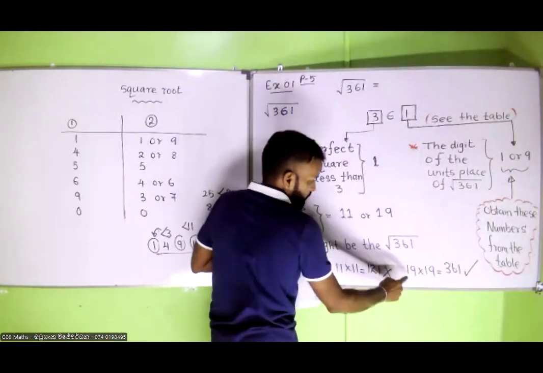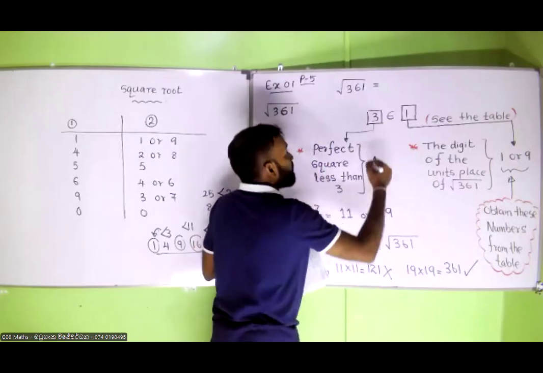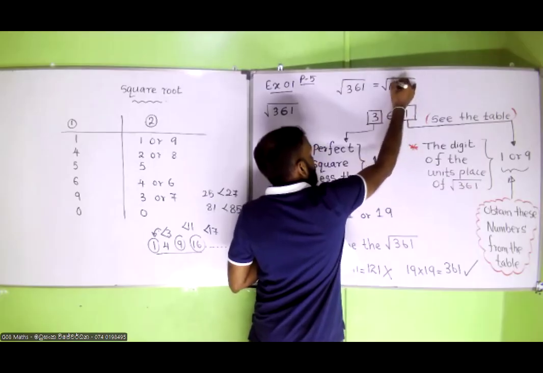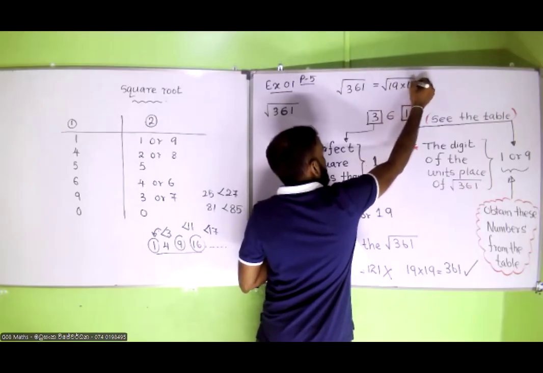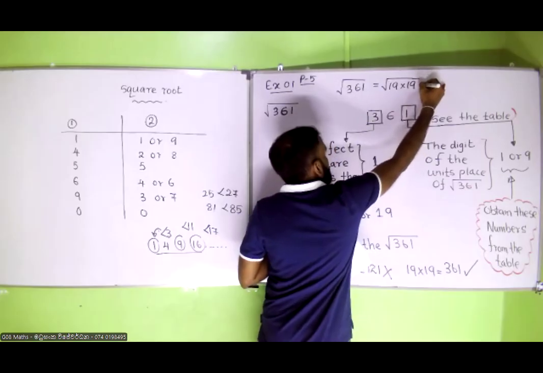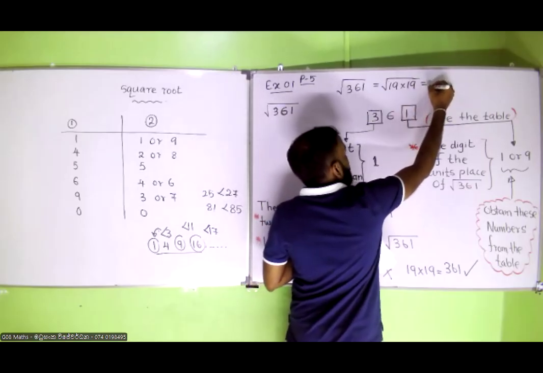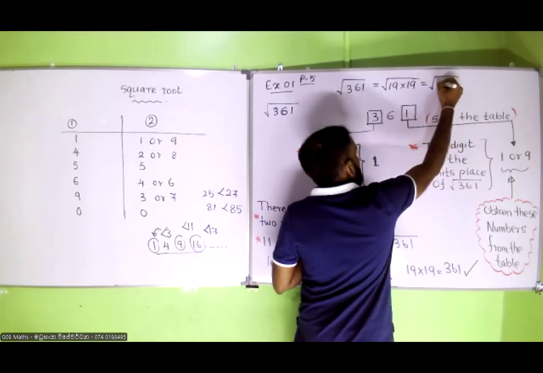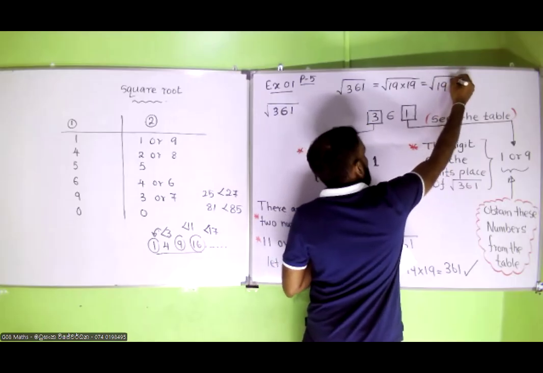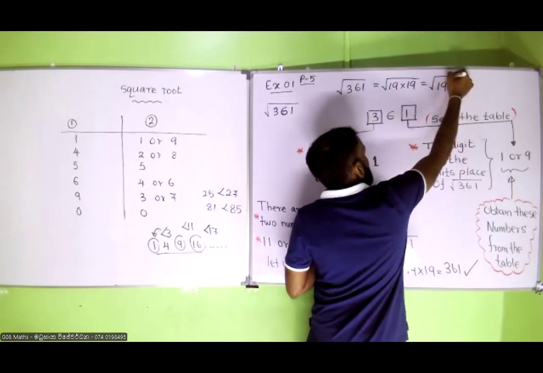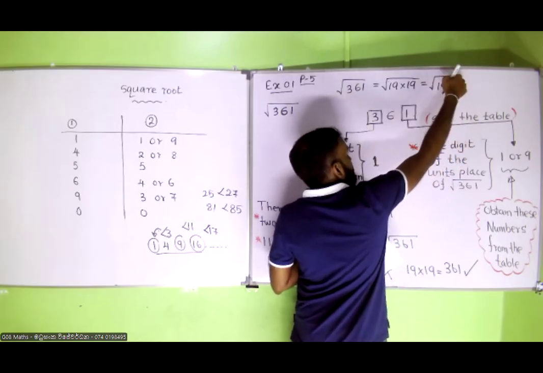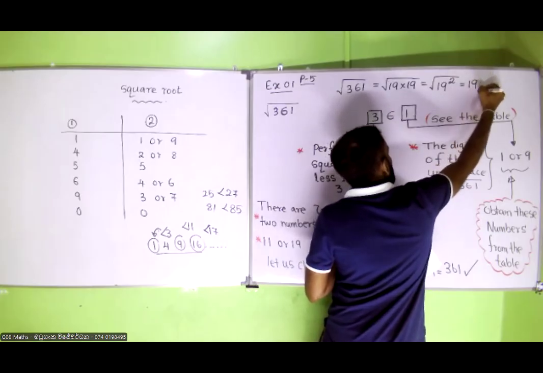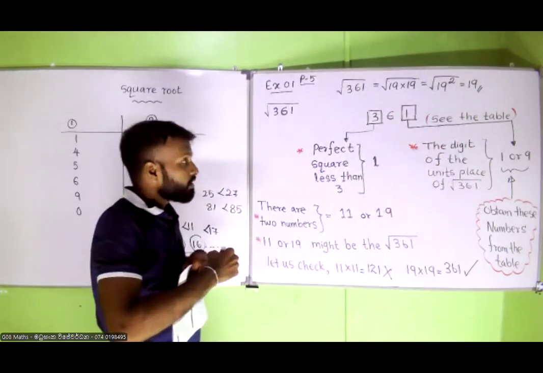361 is 19 multiplied by 19, right? 19 multiplied by 19 is the square root of 19 multiplied by 19. 19 multiplied by 19 means 19 to the power 2. Here you cut it down and the answer is 19. If you cannot understand, that's the way.